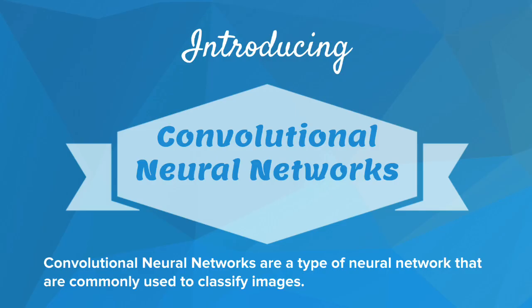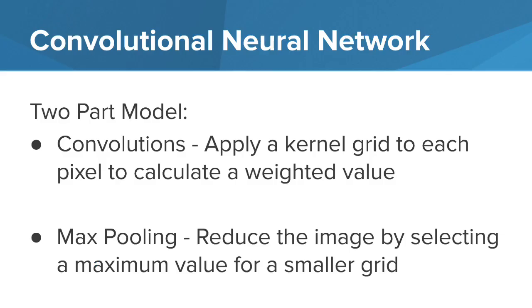So, introducing convolutional neural networks. Convolutional neural networks are a type of neural network that are commonly used to classify images. A convolutional neural network, or CNN for short, consists of two main parts: the convolution step, which is a process where a weighted value is calculated for each pixel, and a max pooling step that is used to reduce the image using a maximum value algorithm. Let's take a look at each of these individually.